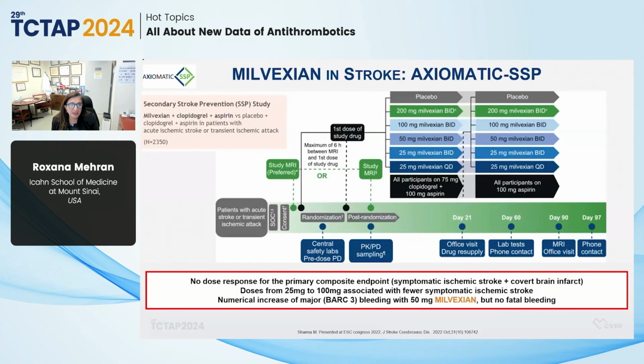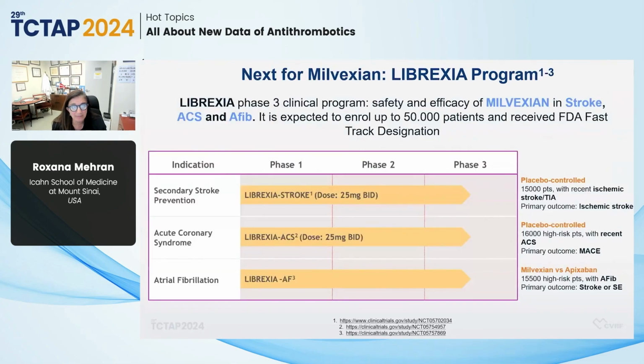The milvexian AXIOMATIC-SSP trial for stroke looked at multiple dosing regimens, with large numbers of patients, almost 2,400. There was no dose response in the primary composite endpoint, but the doses of 25 to 100 milligrams were associated with fewer symptomatic ischemic strokes, and there was some numeric increase in BARC 3 bleeding with the 50 milligram dose, but no fatal bleeding was seen.